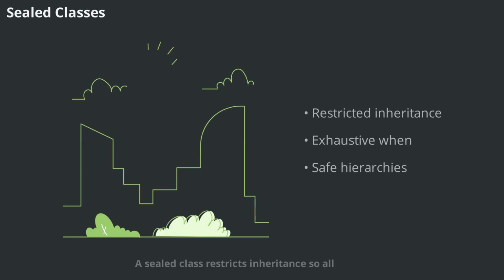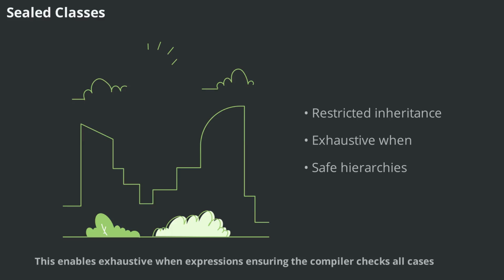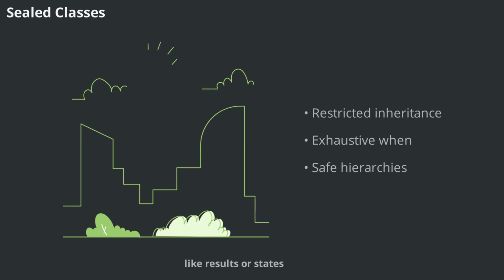A sealed class restricts inheritance, though all subclasses must be declared in the same file. This enables exhaustive when expressions, ensuring the compiler checks all cases. Sealed classes are great for representing restricted hierarchies, like results or states.